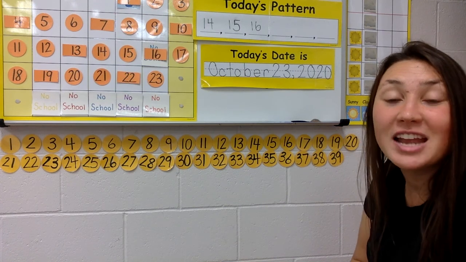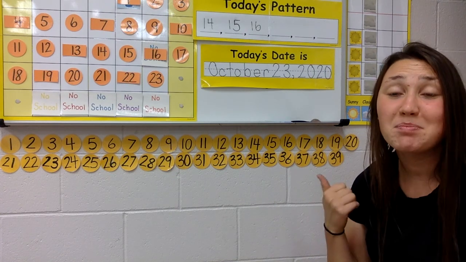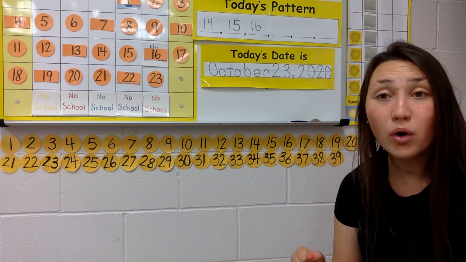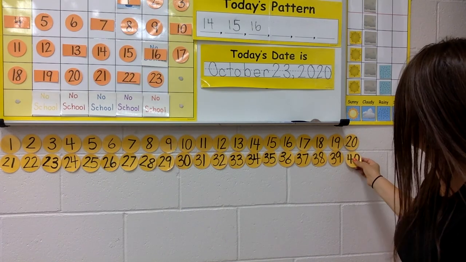After 39 comes 40. What two numbers make up a 40? It's a 4 and a 0, right? 4, 0 makes 40. So we've had 40 days in school so far.